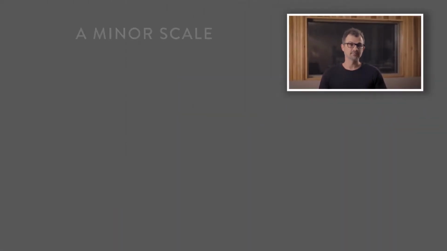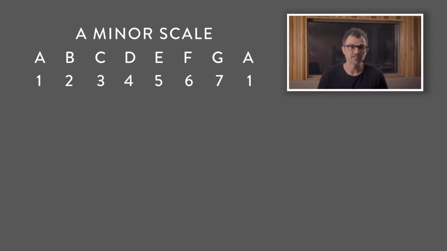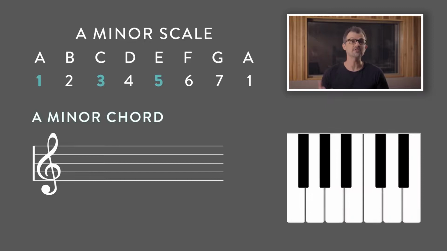For the sake of ease, we'll use the same keys that we used in the previous session on the minor scale. So let's first look at the A minor chord. The minor chord is constructed of the first, third, and fifth notes of the minor scale. So here are the notes in the scale of A minor. You'll find here that the first, third, and fifth notes of the A minor scale are A, C, and E.